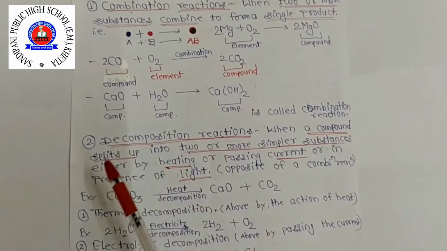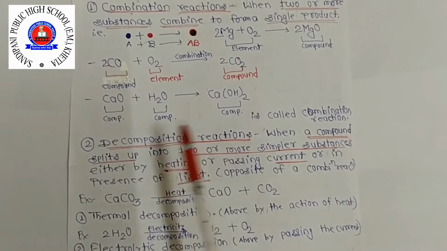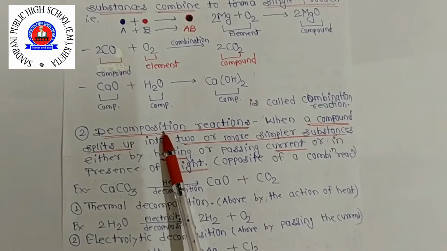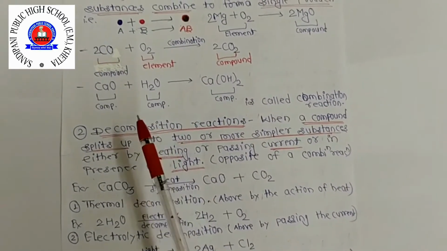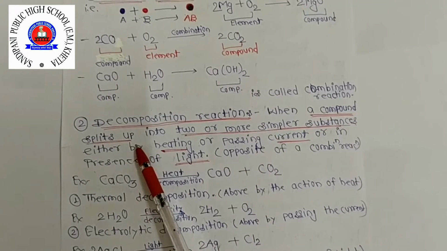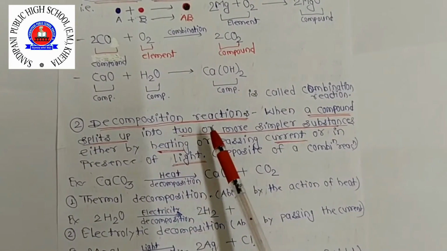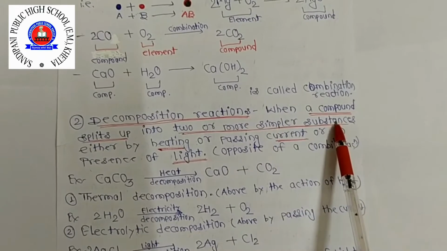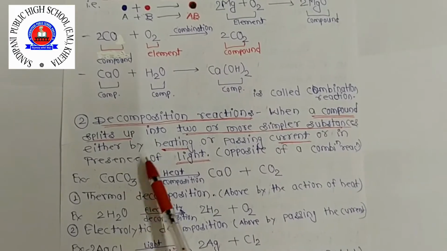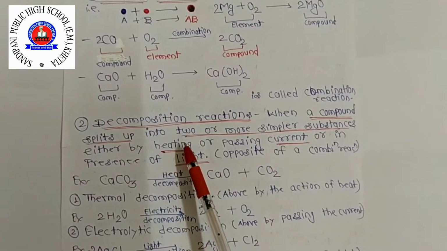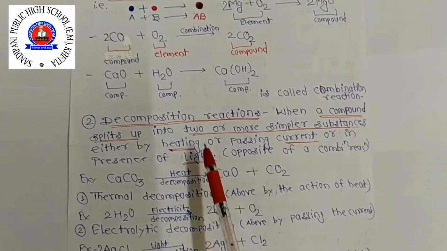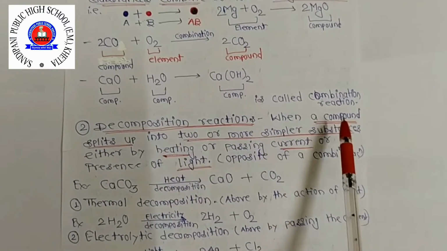Clear? Now come to the next, decomposition reaction. From the name only we can understand that decomposition means breakdown, meaning the reactant breaks down. When a compound is split up, split means breakdown, into two or more simpler substances, either by heating or passing current or in presence of light. So heating, current and light are the requirements to break down the compound.